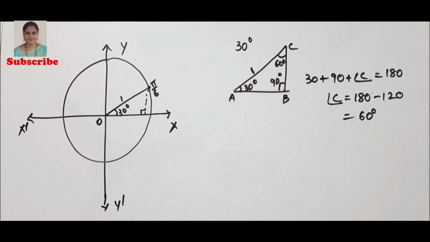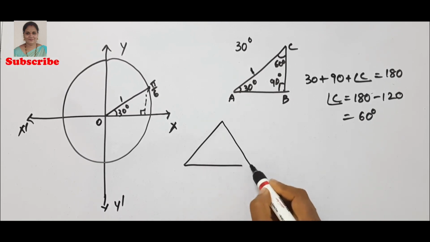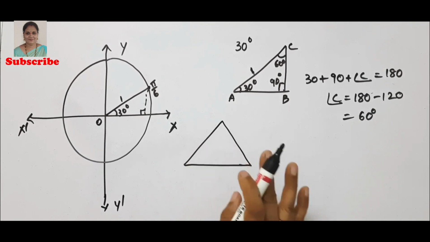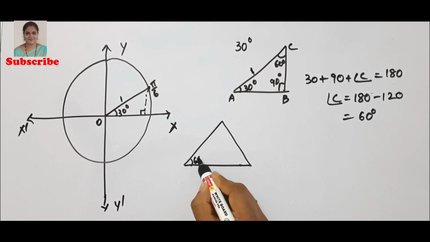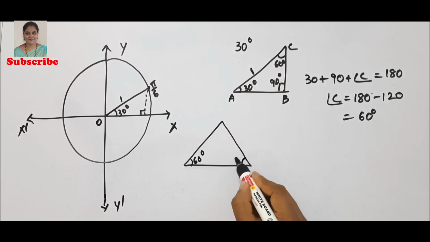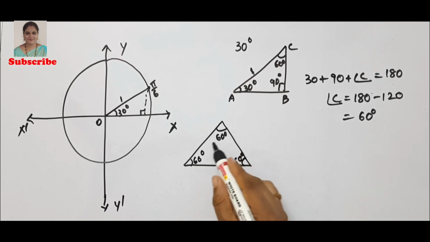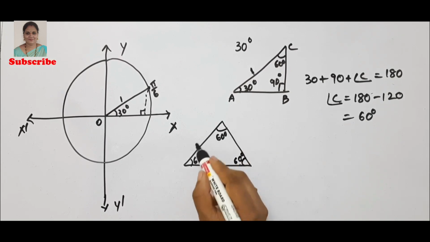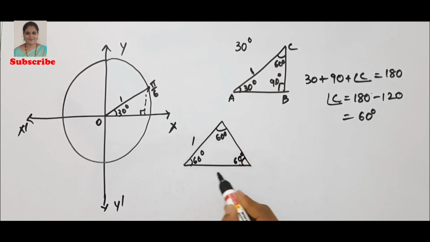Now let us draw an equilateral triangle of equal length, which is 1. The length of 3 sides is same, which is 1. Equilateral triangle means the angle of 3 sides should be 60 degrees. So here 60 degrees. All the 3 angles will be same, which is 60 degrees, and sides will also be same, which we have taken as 1. This is 1 and this is 1 and this is 1.